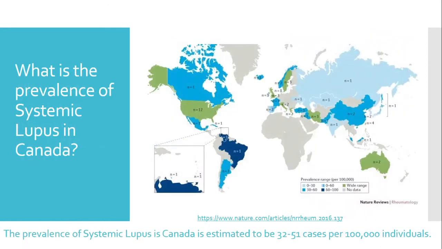In Canada, the prevalence of systemic lupus ranges from 31 to 52 cases per 100,000 people. According to the diagram, this range of cases is fairly low compared to other countries such as the United States.